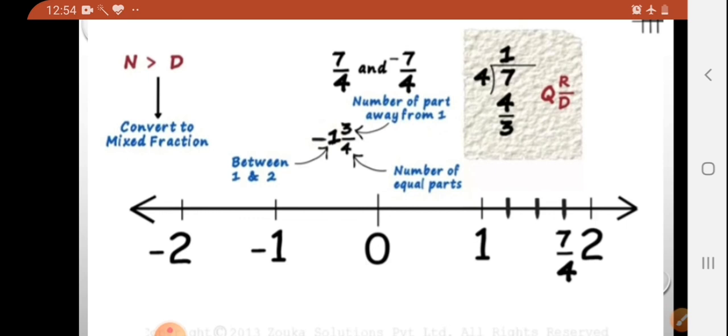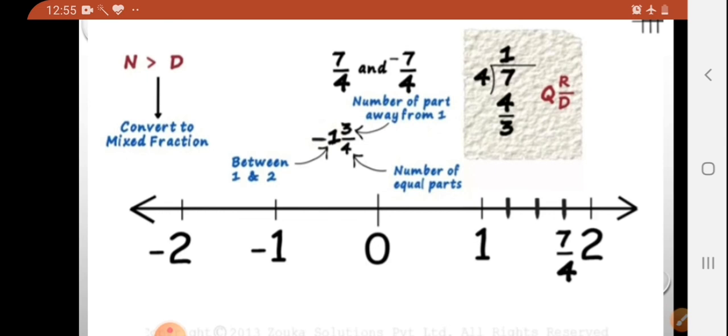Firstly, you have to see whether it is a positive rational number or a negative rational number. Then, if it is a proper fraction, definitely it will lie between 0 and 1. And if it is an improper fraction, then firstly you will change into a mixed fraction and then do accordingly, as I have told you in this lecture. So this was all about representation on a number line.